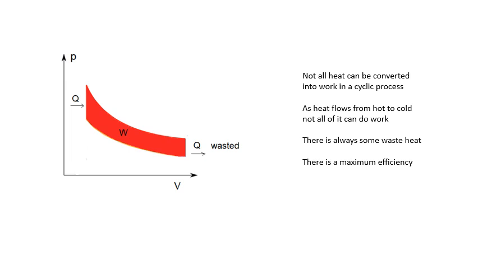Now, not all of the heat can be converted into work. If you think about it, you want the heat to flow, and if we want a flow of heat, it's got to go somewhere. Okay, so not all of the heat can be converted into work in a cyclic process. Looking at this indicator diagram, which you should be pretty familiar with by now, W is the work done, and then we have Q in and Q out at the bottom. So as heat flows from hot to cold, not all of it can do work. There's always some waste heat. There is a maximum efficiency, and the maximum efficiency is less than 1.